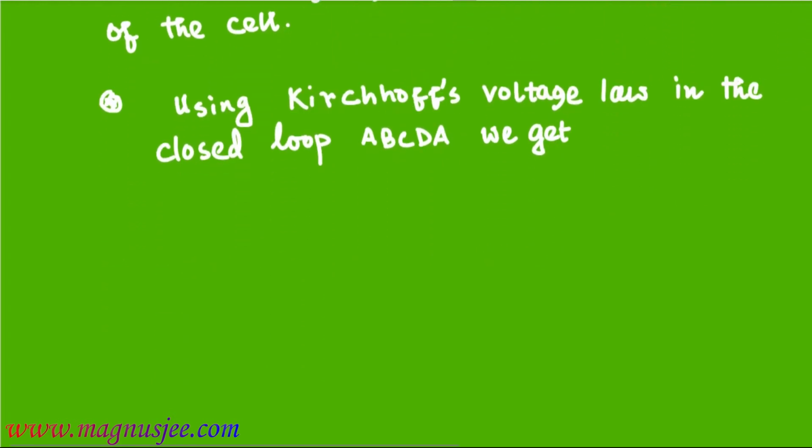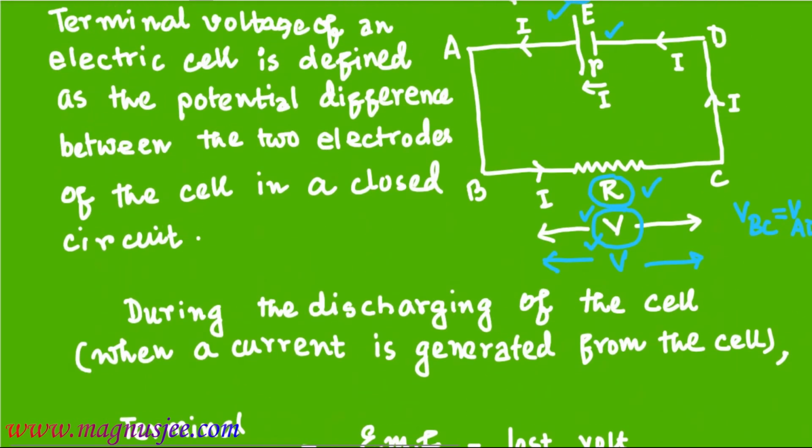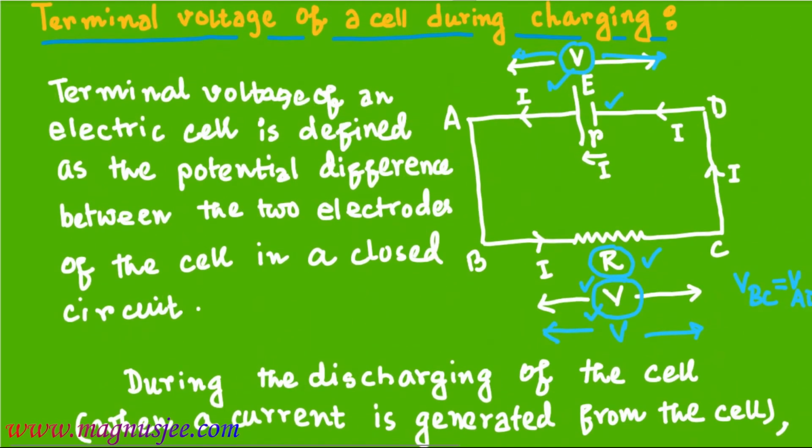So first potential difference will be across the resistance R. If we start from A and move along ABCDA, the first potential difference will be V, the potential difference across the resistance, and current flows, and we are considering the loop ABCDA in this direction. First potential difference is VBC, which is equal to V. The next potential difference is EMF E.